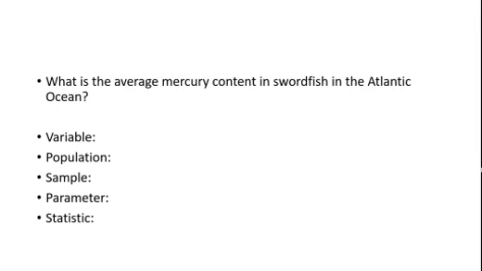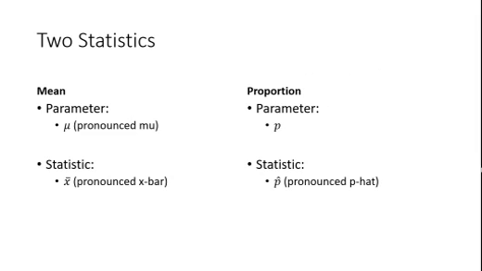And then your statistic ends up being the average mercury content from the sample that you took. Okay, so that's what it is. So the variable is the average mercury content, population is all the swordfish, sample is the small group of swordfish that you took, parameter is the actual average mercury content, and then statistic is the average that you found from your sample.